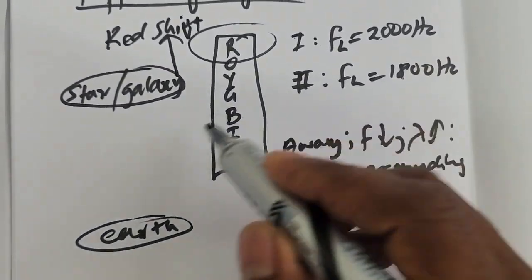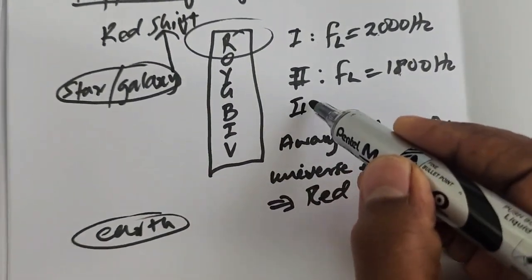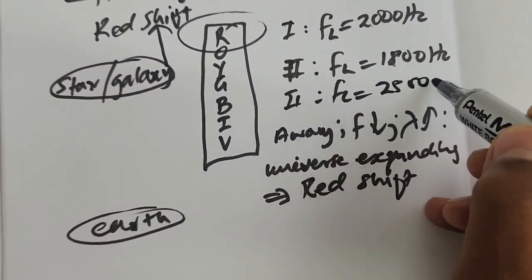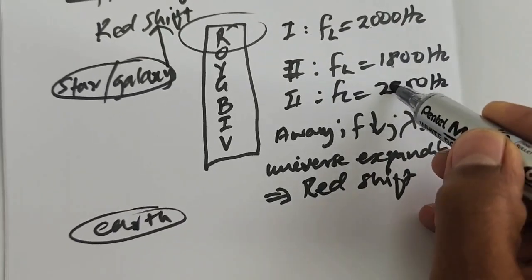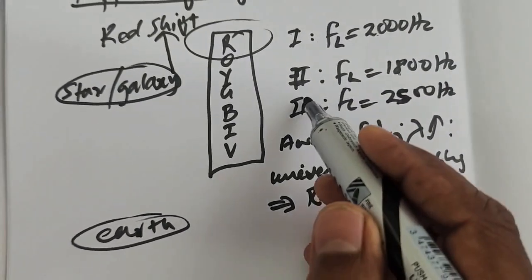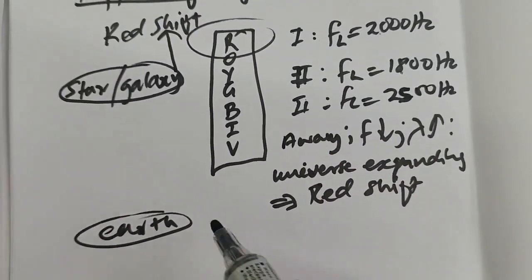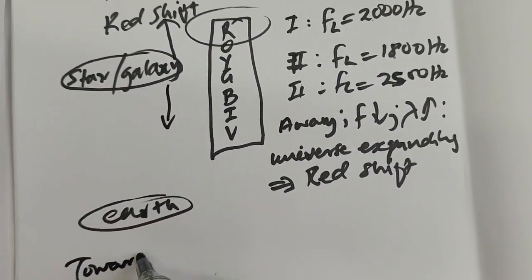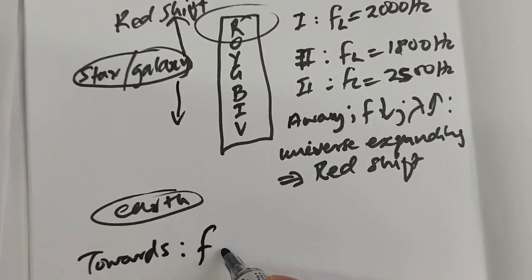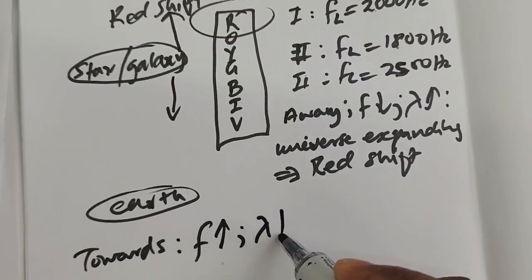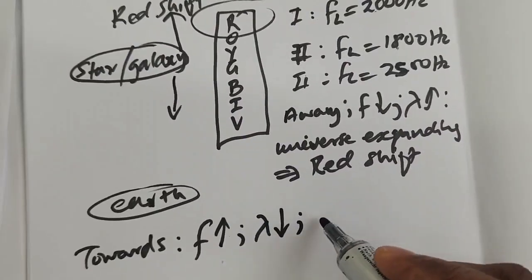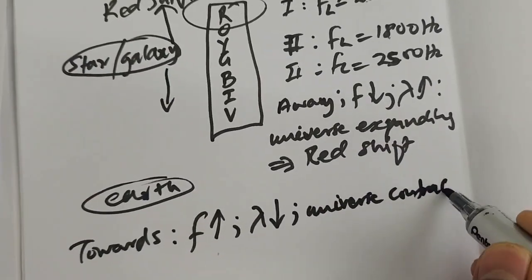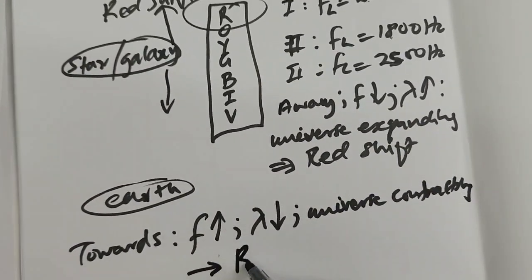If in your second observation you find instead that the frequency is now 2500 hertz, it means that from 2000 to 2500, it's increasing. Once the frequency is increasing, it means that the movement is towards the Earth. And if it's towards the Earth, then the frequency is increasing, the wavelength will decrease, and the universe will be contracting. Therefore, this is called the blue shift.